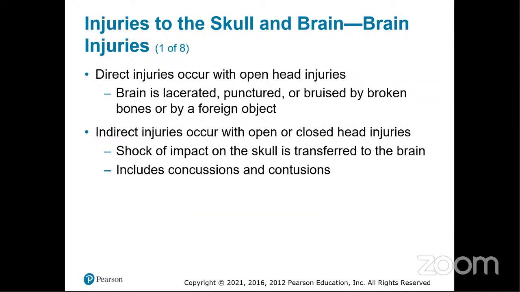A direct injury occurs when the brain is lacerated, punctured, or bruised by a broken bone or foreign object. Indirect is the shock of the impact on the brain. So that's your concussion and contusions. Or the injury you'll see is that coup contrecoup. You get hit in the skull, it doesn't fracture the bone, but the brain's still bathed in this nice fluid. So what does the brain do? Hits against the side and then comes back and hits against it. So we can get some swelling that way. With your concussions or contusions is what the injury is called. But the mechanism is that contrecoup, the brain hits the solid skull and bounces off of it.